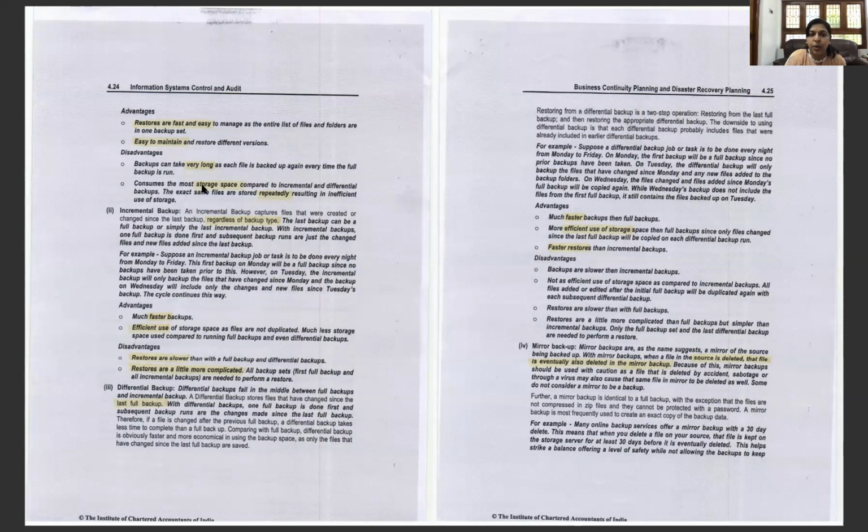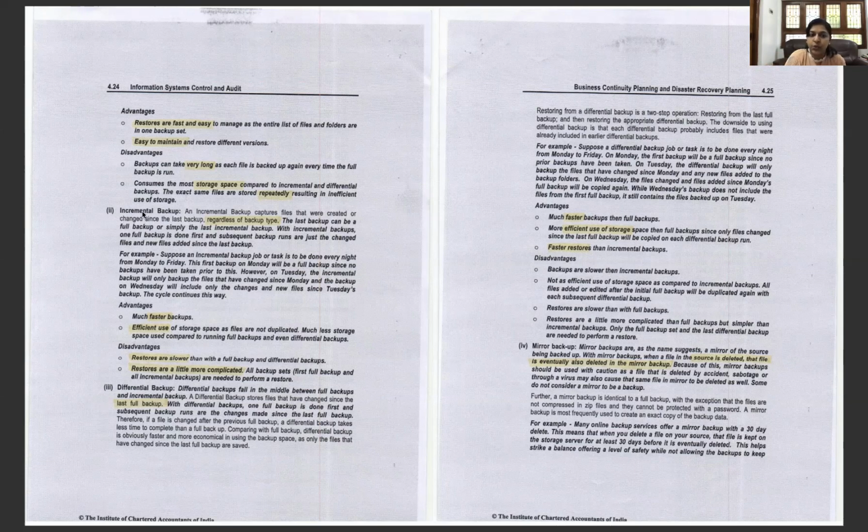And because every time we do a full backup, a lot of storage space is going to be occupied. It is also going to be redundant, repeated, hence resulting in inefficient use of storage. So it is going to take very long, so much storage space is going to be consumed, it's going to be redundant, and it is an inefficient use of storage.